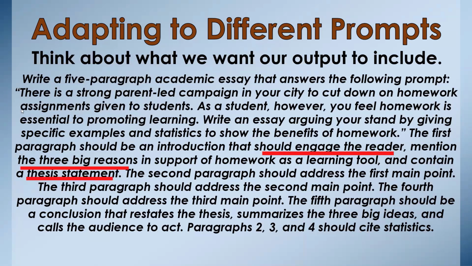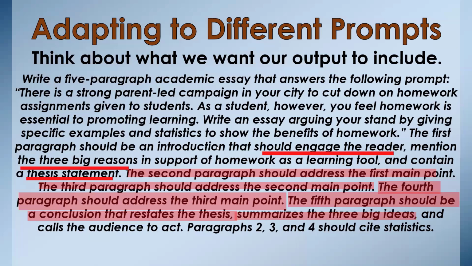Then I go into my body paragraphs. The second paragraph should address the first main point. The third paragraph should address the second main point. And the fourth paragraph should address the third main point. The fifth paragraph should be a conclusion that restates the thesis, summarizes the three big ideas, and calls the audience to act. So there I've got all the rhetorical features of a conclusion, and I remind the AI that paragraphs 2, 3, and 4 should cite statistics.